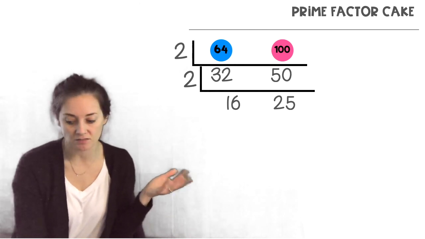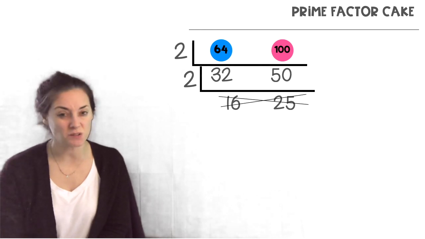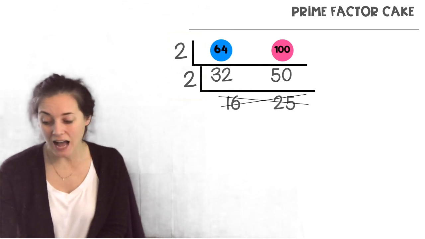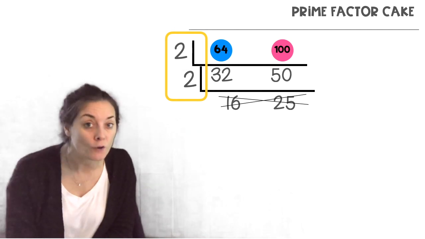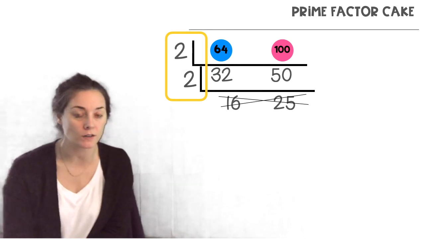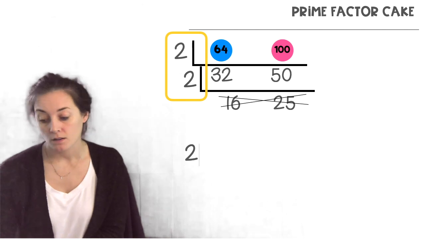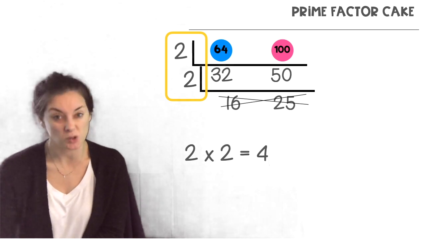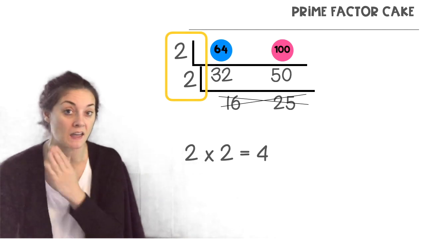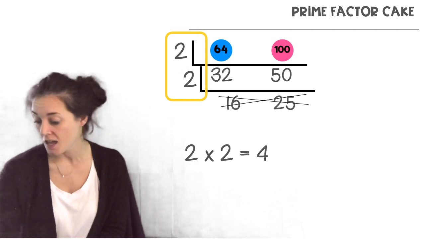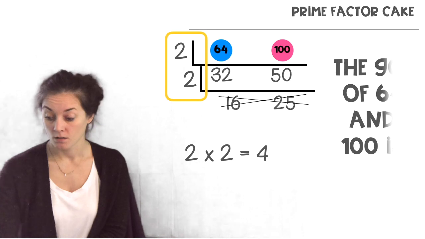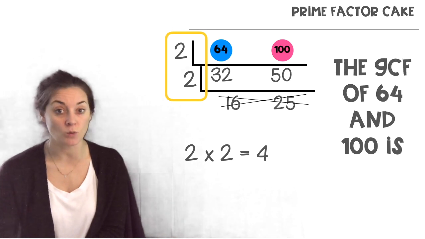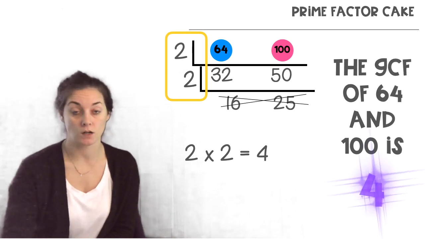So now I'm done. I'm actually just going to cross these out so I don't even think about them, because I just need to focus on these 2 over here on the outside of my cake, or the frosting on my cake, if you want to call it that. Then I'm just going to multiply those 2 together, or however many are on the outside of your cake, and I get 4. Guess what, guys? The GCF of 64 and 100 is 4.